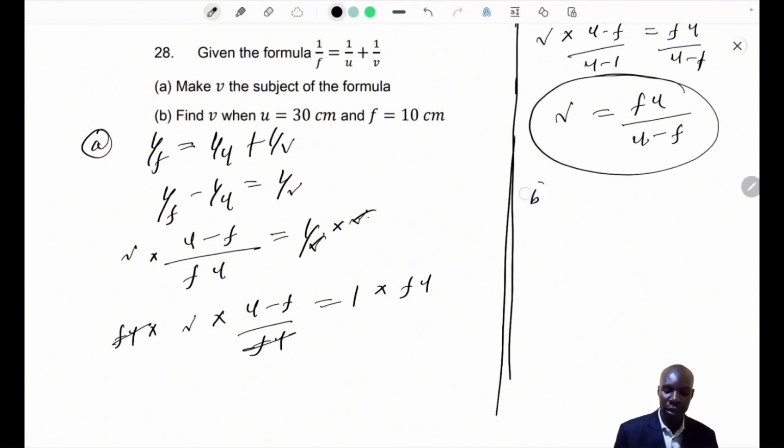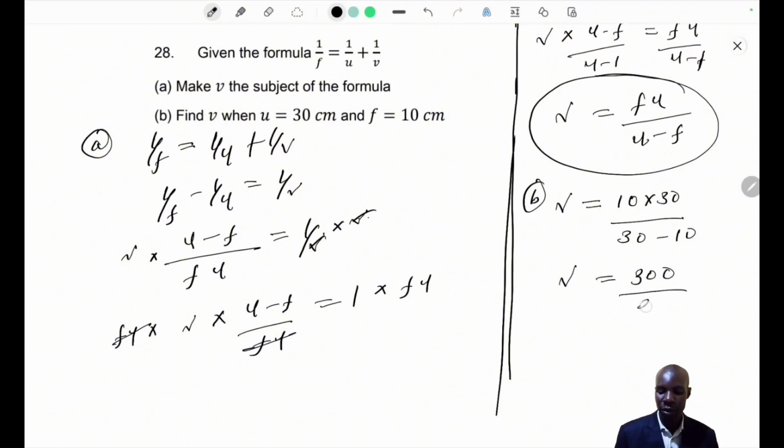Now part B, can we find v when u is 30 centimeters and f is 10? So v is equal to f, which is 10, times u, which is 30, over u, which is 30, minus f, which is 10. So v is equal to 300 over 20. It goes there 1, it goes there 15. So v is 15 centimeters.